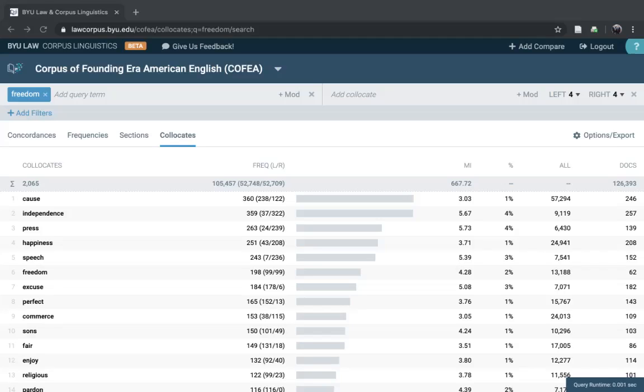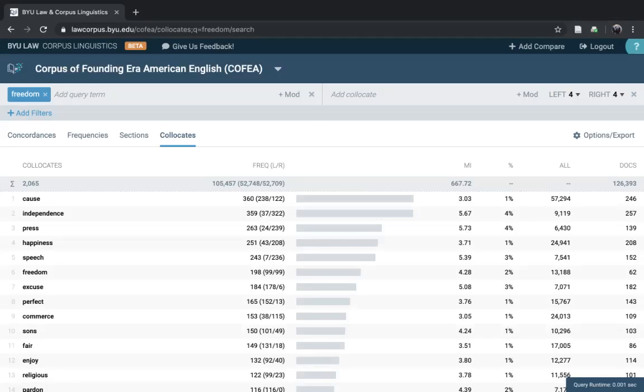In this video, we will introduce you to collocates. So if we start by typing in freedom to our query box and then making sure we're on the collocates tab, it will generate a list of collocates for us. Collocates are words that co-occur with our query term in a given span.